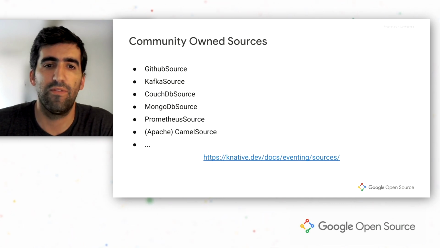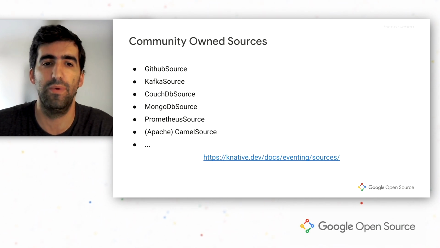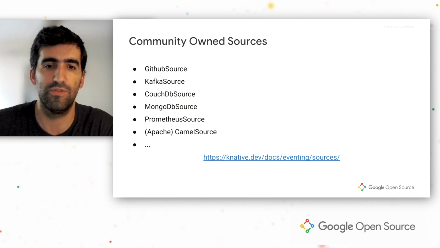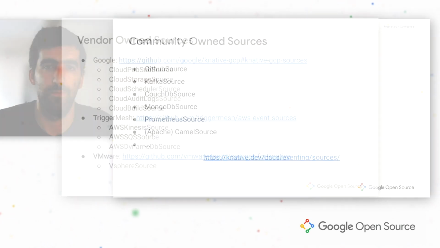Or there's the Kafka source that would allow you to receive events when some message is published into a Kafka topic. We also have non-SQL based sources such as CouchDB and MongoDB, where you can listen for changes in databases and collections and act accordingly. For a more extensive list of sources, you can follow that link.